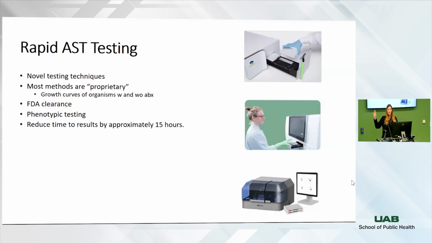And in our most recent study that Tyler, my researcher, has helped me with, we actually have shown that these rapid AST methods can reduce time to susceptibility results by up to 15 hours. So our current methods take about 24 to 48 hours to report out. And now using some of these newer methods, we can actually reduce that time by about 15 hours. So that's huge, especially if you're the patient on the floor waiting and wondering if you're even on the right antimicrobial that's working to treat your infection.